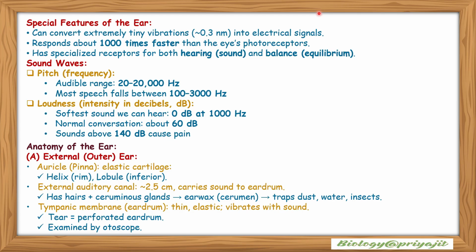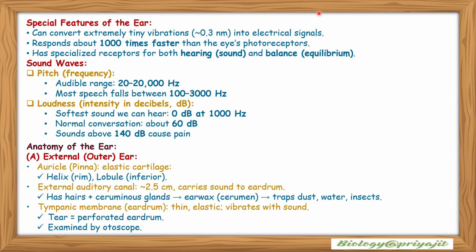The external ear includes the auricle or pinna, made up of elastic cartilage with a rim called the helix and a lower soft part called the lobule. Sound waves enter through the external auditory canal, a tube about 2.5 centimeters long which carries sound to the eardrum. The canal has hairs and ceruminous glands that produce earwax or cerumen to trap dust, water and insects.